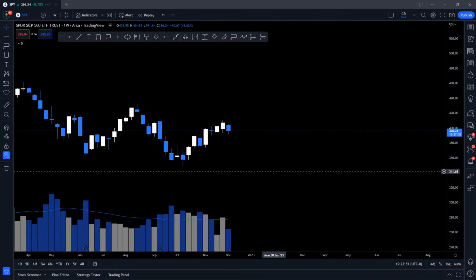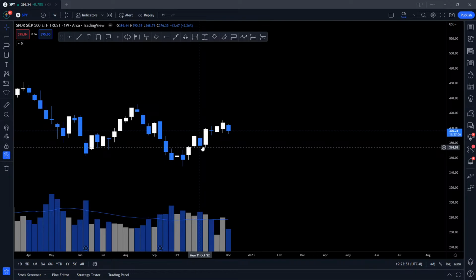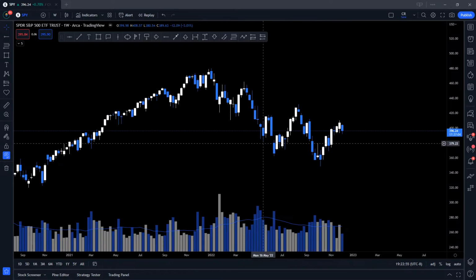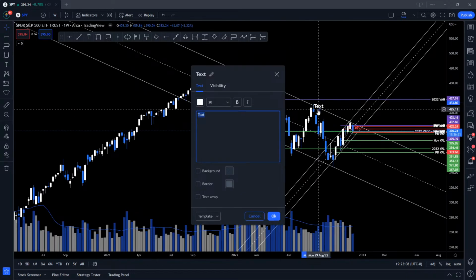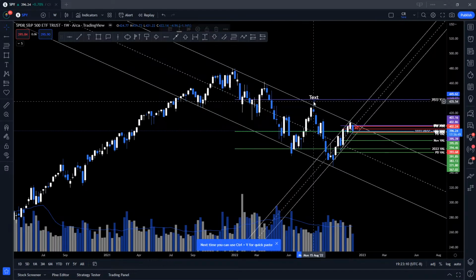Some people would be like, oh, this is bullish. It is not bullish. It wouldn't become bullish until we make a higher high. And to make a higher high, we would need to get above this level. Oh, I love that all of the stuff turns on when I do this.